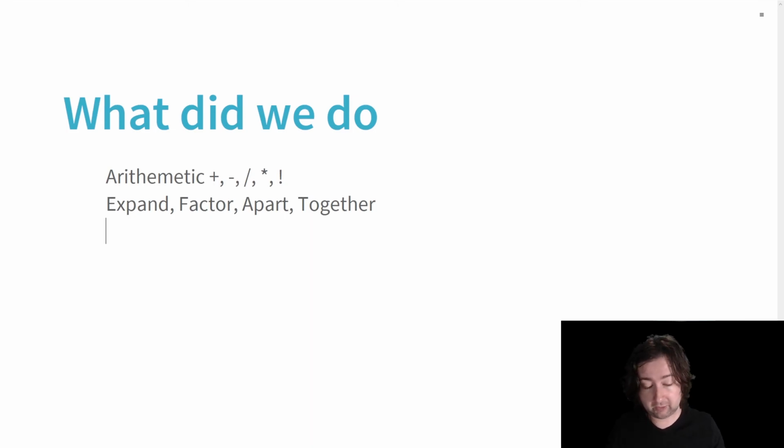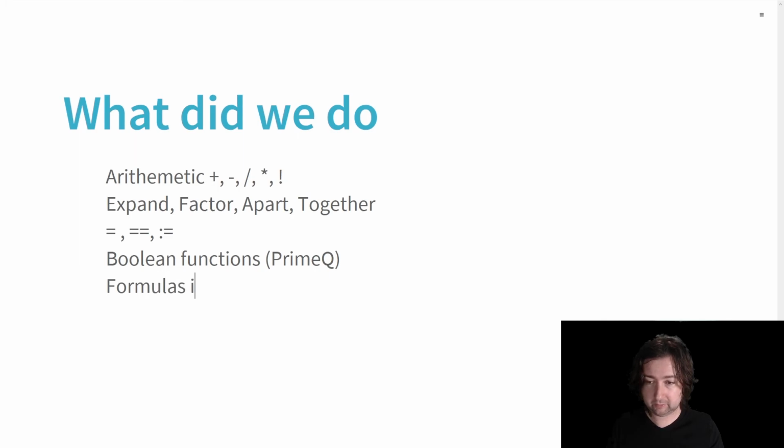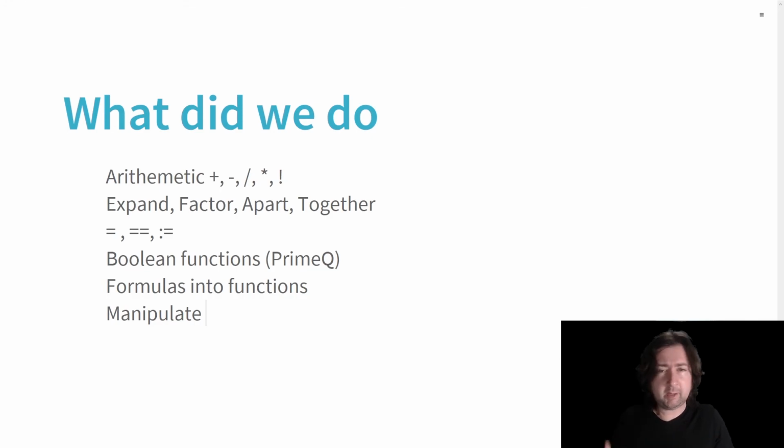We talked about the different kinds of equals. So we talked about equals versus double equals versus delayed equals or colon equals. We talked about Boolean functions, for example, PrimeQ, which says, is a number prime or not prime? And we talked about turning formulas into functions. And as part of that, we talked about the Manipulate environment, which is a very useful environment to be looking at. So we talked about a little bit more than that, but that's the basis for what we did.